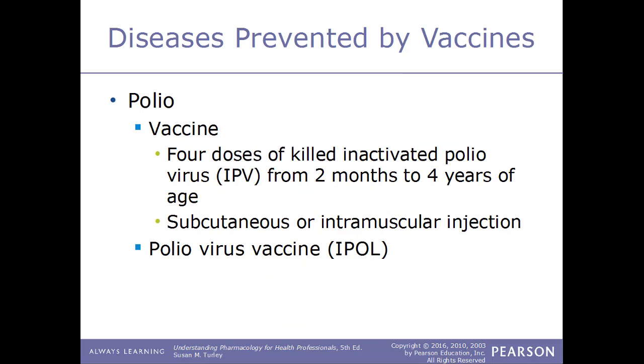And the vaccine for polio is 4 doses of a killed inactivated poliovirus, or IPV, that's given between the ages of 2 months to 4 years of age. This can be given either in a subcutaneous route or intramuscular injection. And the brand name this would be sold under would be IPOL.